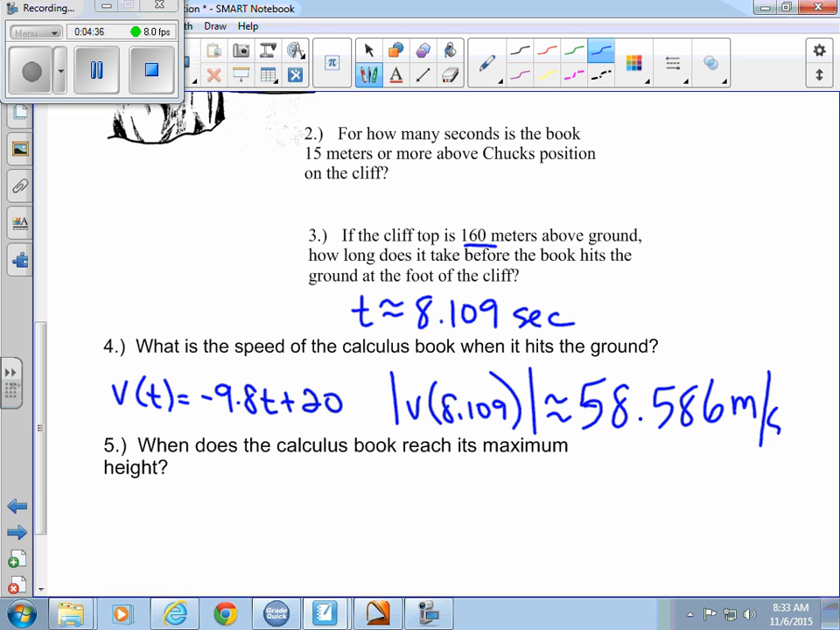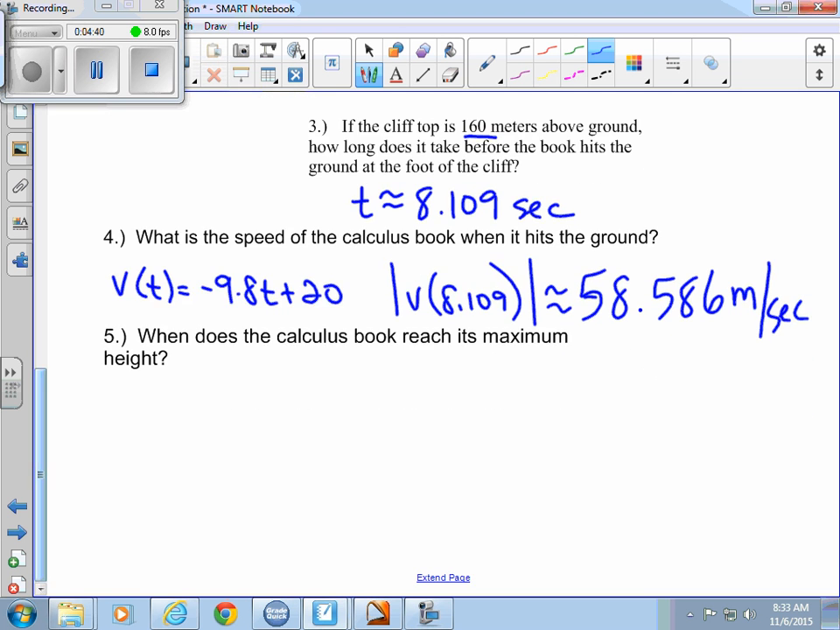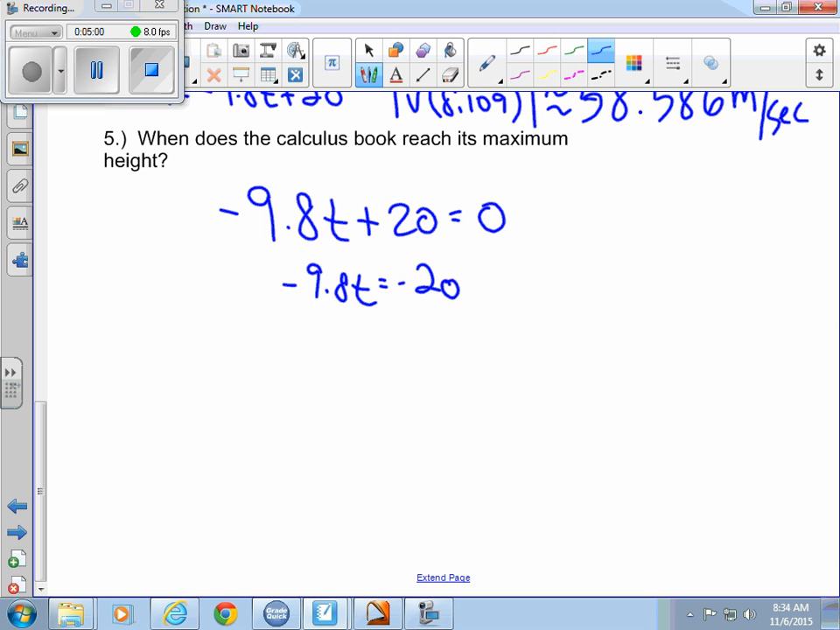Meters per second. When does the book reach its maximum height? Now, of course, I know I can do that without calculus by finding the maximum value, but how would I do it with calculus? First derivative, which is velocity, equals 0. What is 20 divided by 9.8?